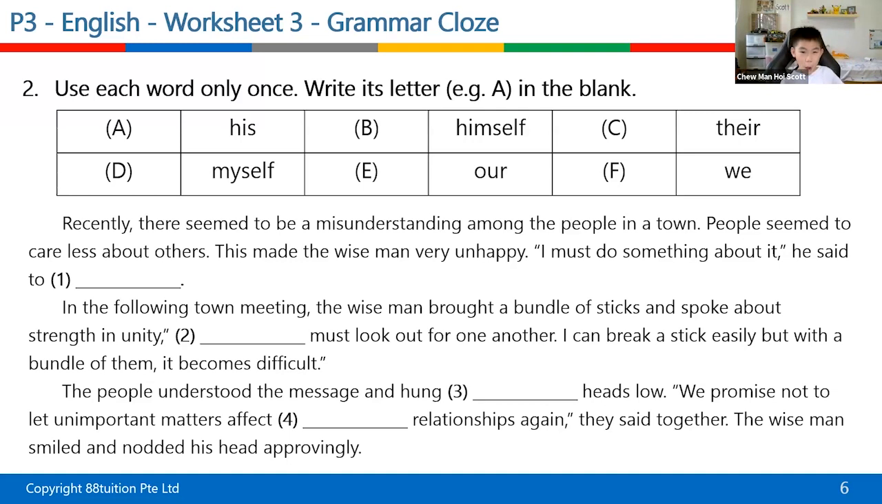Okay. So I must do something about it, he said to himself over here, because we know he's a man, right? So he said it to himself. All right, he said to himself.